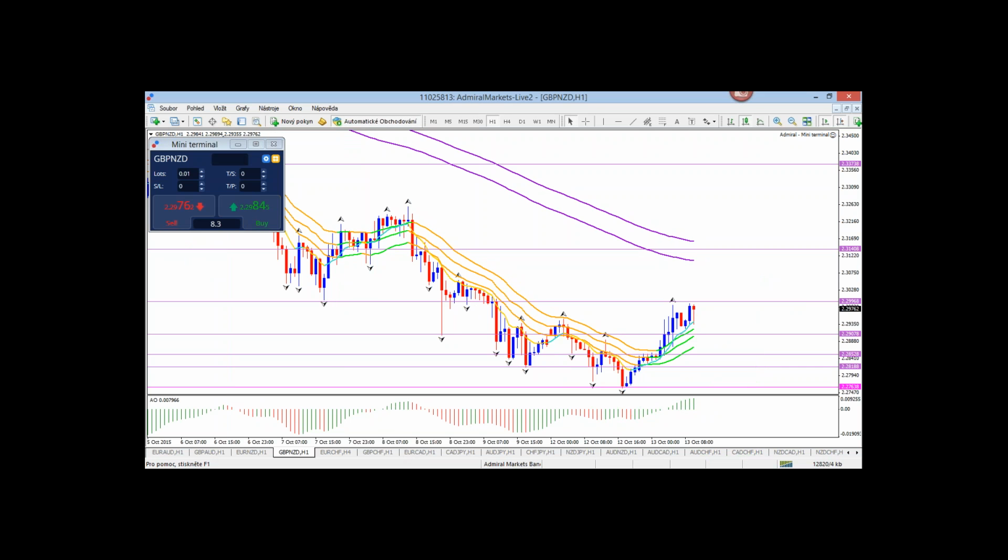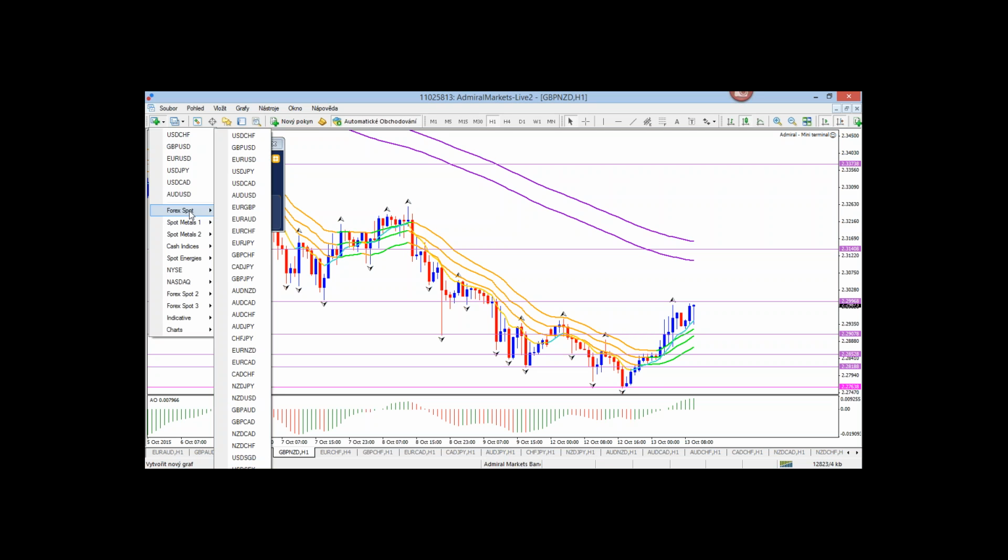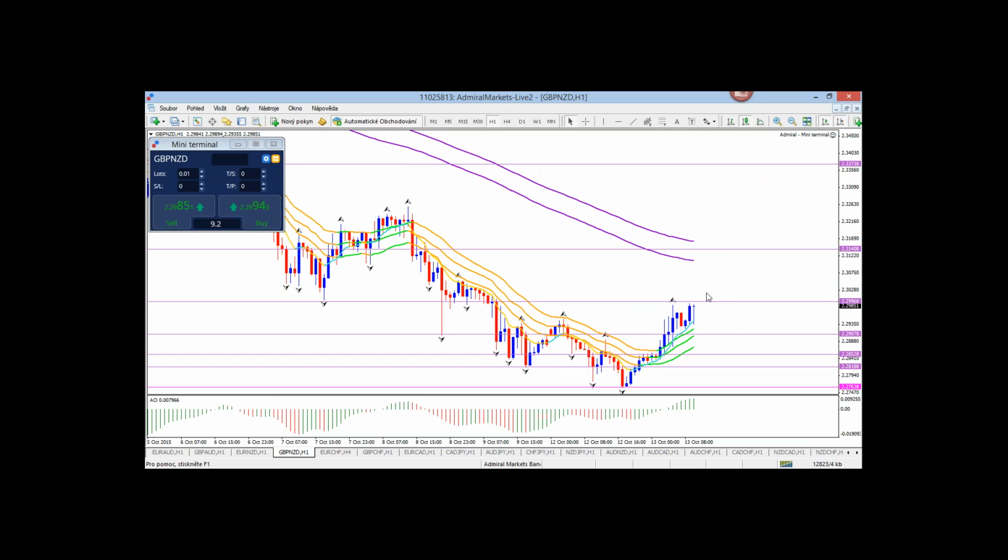Let's see, anything else? Yeah, pound CAD. We did open that. I'm not sure if I would trade this one. If I compare all the pairs, I think that most realistically, pound and Kiwi, I would be trading today. Pound USD and New Zealand USD probably.